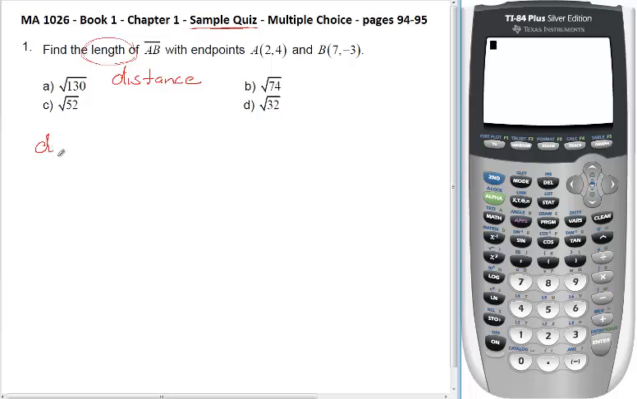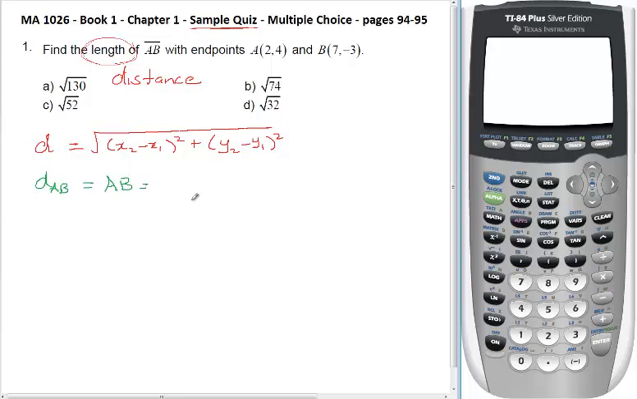Now some people use the letter D for distance. I'll just write the distance formula down once, and we should know it though. It's x2 minus x1 all squared plus y2 minus y1 all squared. And some people use this symbol D with the subscript AB if they're looking for the distance of AB, but you can also just use the two capital letters signifying the length of AB.